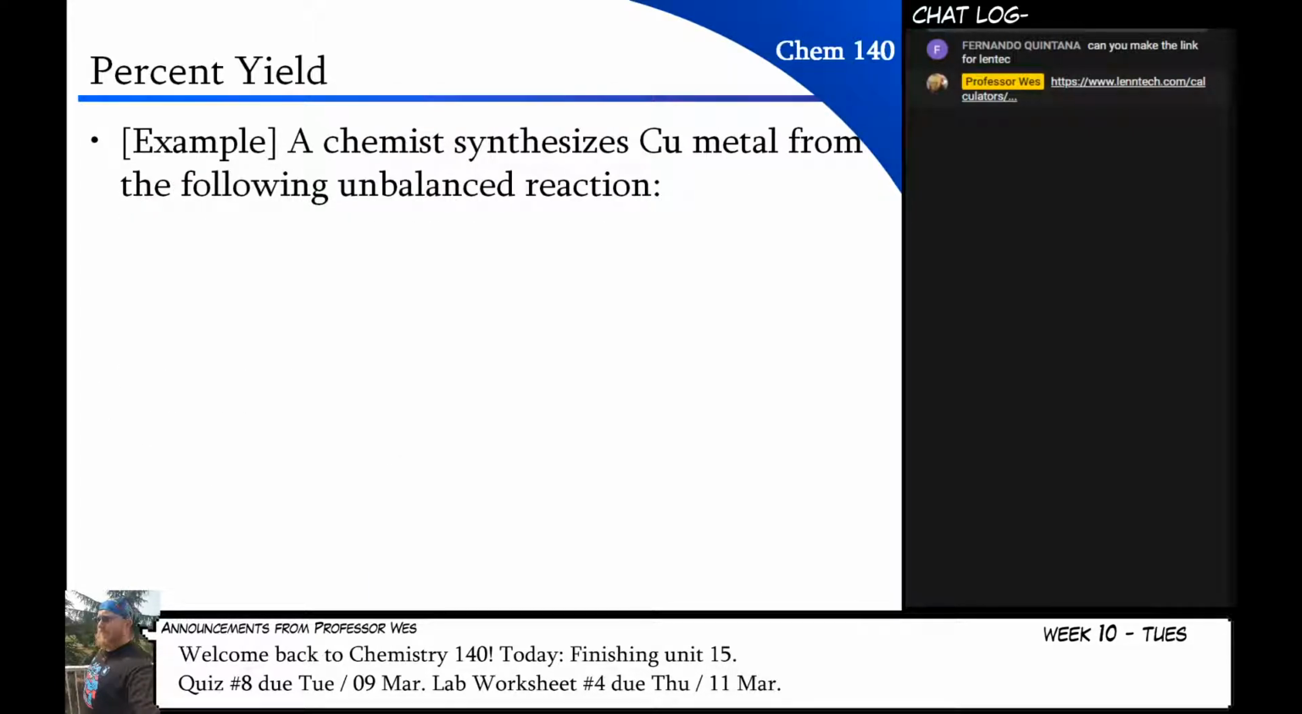All right, let's do another one. I'm going to have you try this one. We're going to do this reaction. I'm going to put aluminum metal in a solution with copper(II) chloride, and I'm going to precipitate out copper.